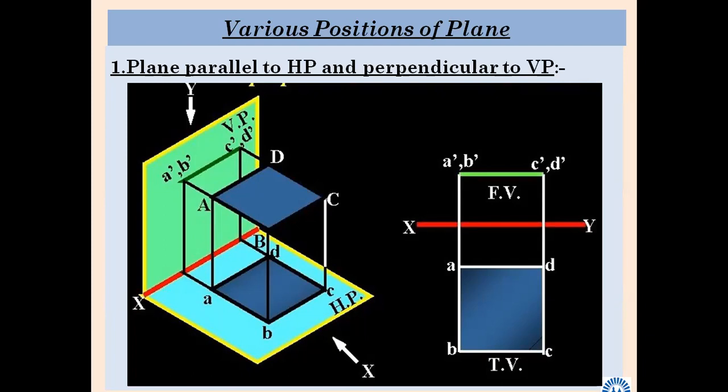Front view. VP does show the front view, but how? As it is perpendicular to VP, what will it show? Just before we have seen: edge view or line view. So it is shown here, towards the right hand side. So this is our aim. Are you observing? This is shown here.